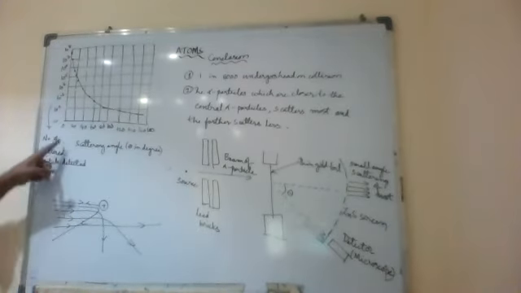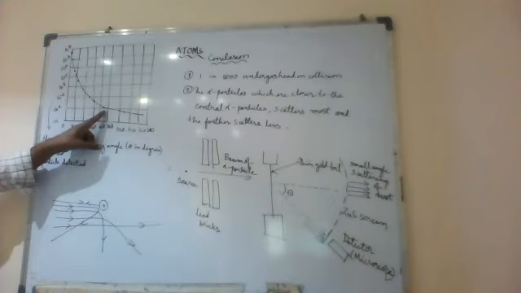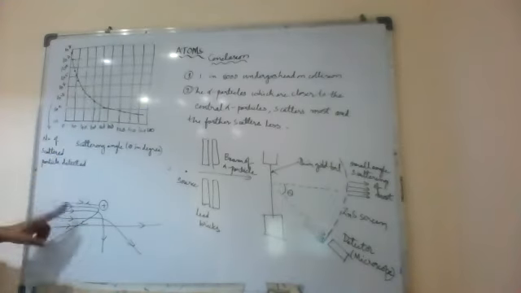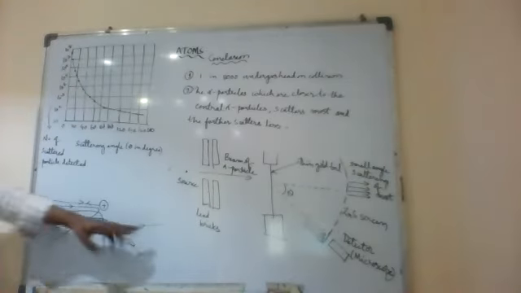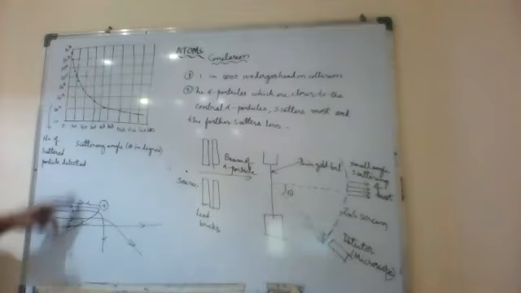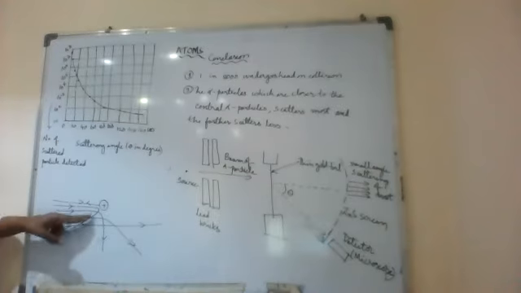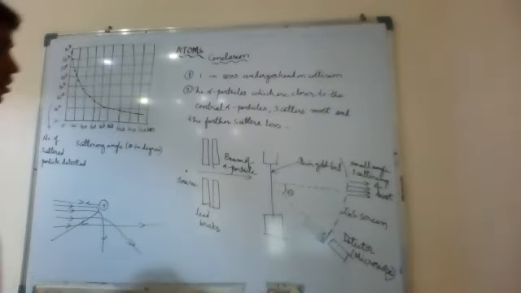And number of scattered. So if you look at this angle at 90 degrees, how many are there? Very few. At 0 degrees, most of them are going straight, but very few are going in this way. At 90 degrees, maybe very few. Understood? That's a conclusion.